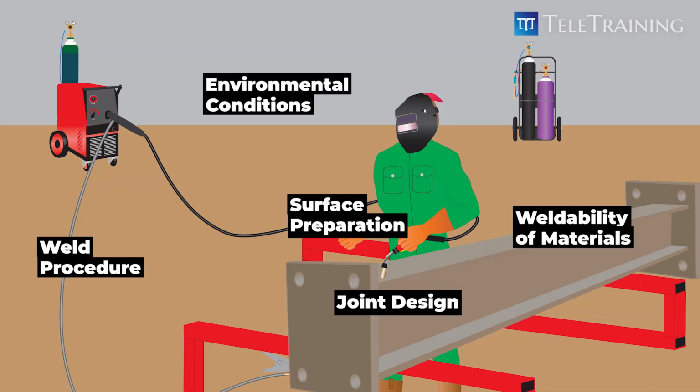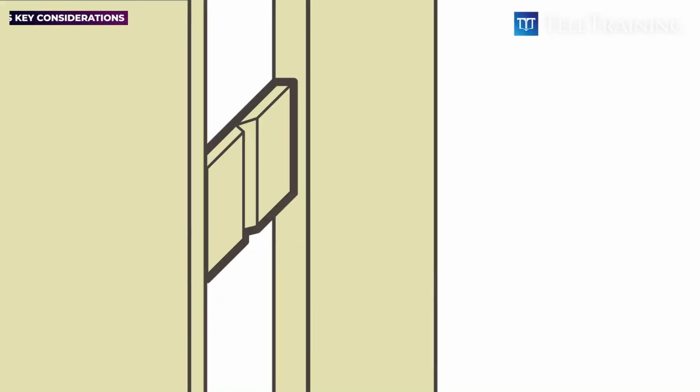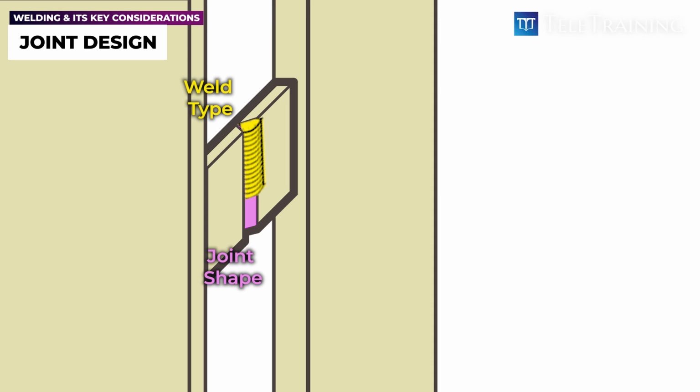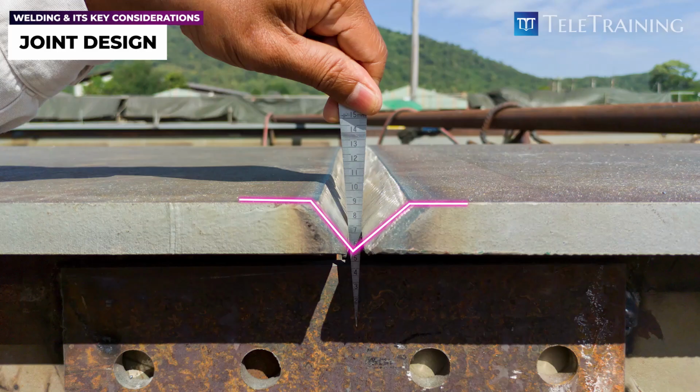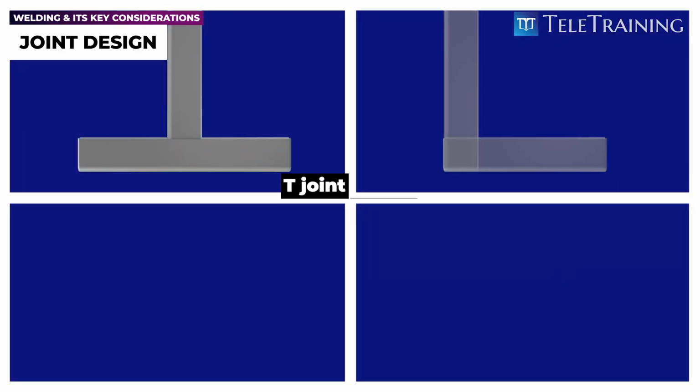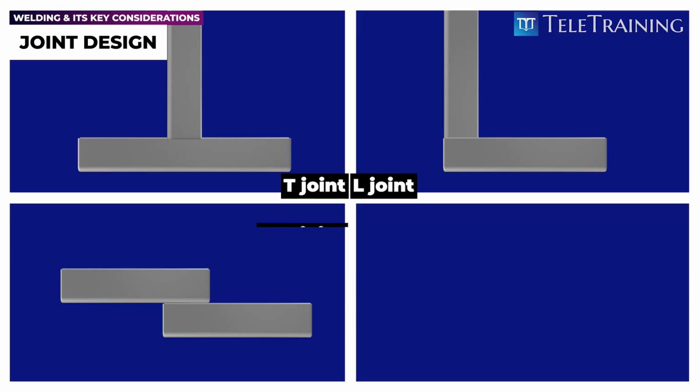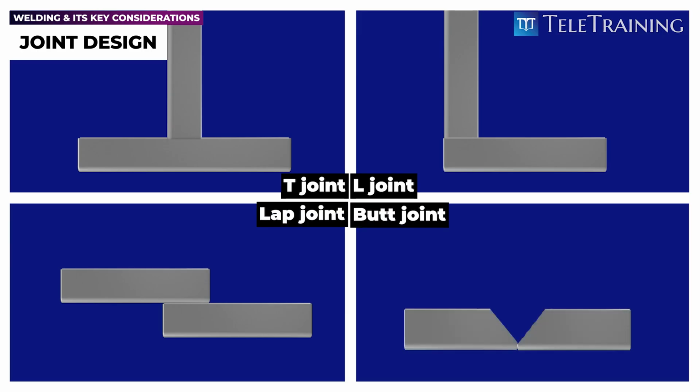The second factor is the joint design. The joint design includes factors like the joint shape, weld type, thickness, and weld access. For example, joint shapes are categorized into 4 main groups: T-joint, L-joint, lap joint, and butt joint. The weld type will be defined based on the joint shape.